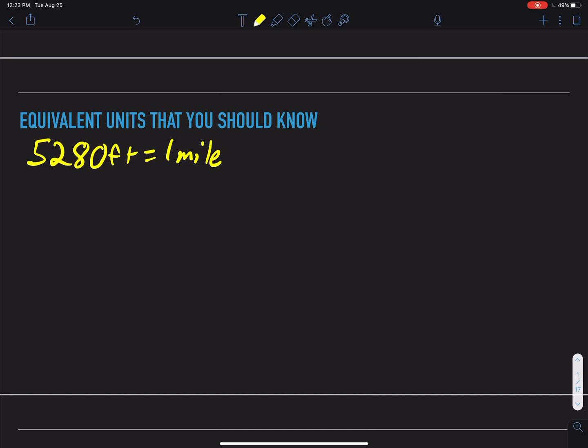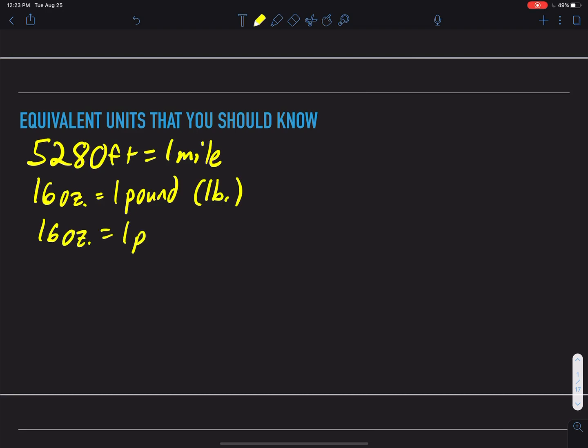You should remember that there are 16 ounces in 1 pound. And the abbreviation for pound is LB period. Now, a really cool thing: a pint of water weighs 1 pound. That's actually where we get the pound from. Since there are 16 ounces in 1 pint, that means that 1 pint weighs 1 pound. So that's kind of cool.